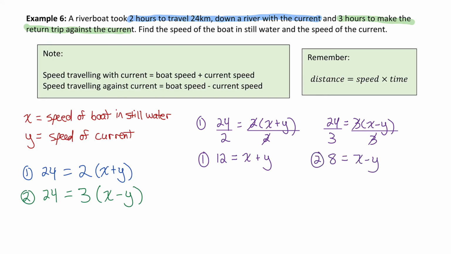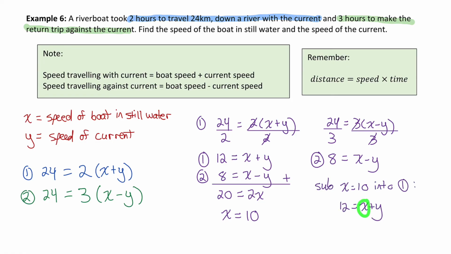And I said I'll do elimination, so I'll stack the equations on top of each other. This time, why don't I add these two equations, and the y's will eliminate. When adding the equations, 12 plus 8 is 20, and x plus x is 2x. And then dividing by 2, I figure out x is equal to 10. Then I could sub that value of x equals 10 into either original equation. I'll sub it into equation 1. Replacing this x with 10, 12 equals 10 plus y, subtract the 10 over, y is equal to 2.